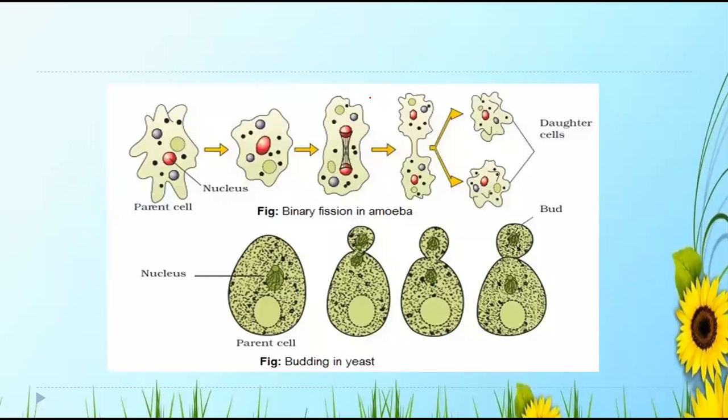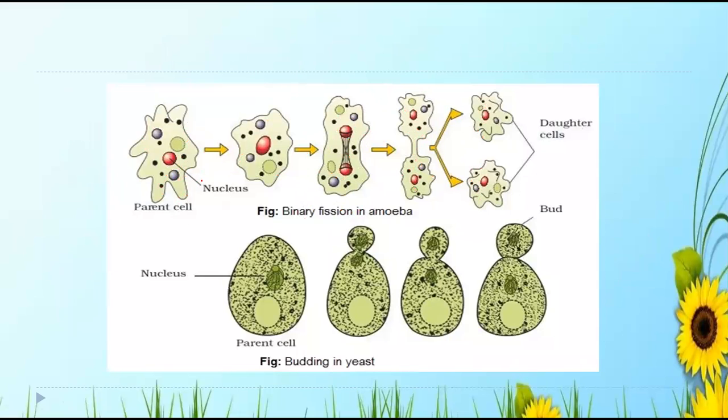That is this picture you must have come across, which is in your book as well. So what happens here is binary fission. This is the binary fission in amoeba. What happens? One amoeba, the parent amoeba, undergoes division. The nucleus in the parent amoeba divides. Later on the cytoplasm divides and the two new daughter cells are formed.